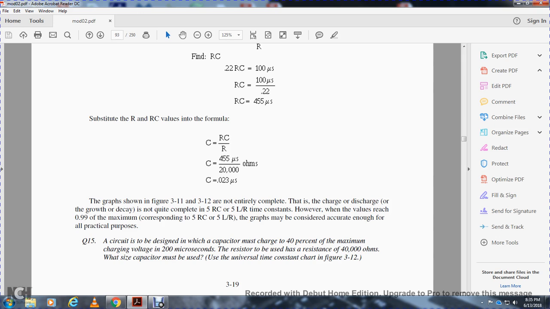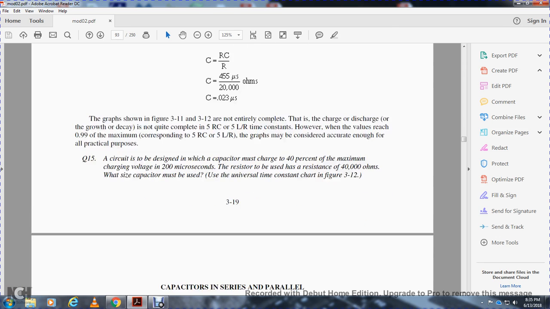For a circuit design, a capacitor must charge to 40% of the maximum charging voltage in 200 microseconds through a resistor of 400 ohms. Determine the size of the capacitor using the universal time constant chart, figure 3-12.